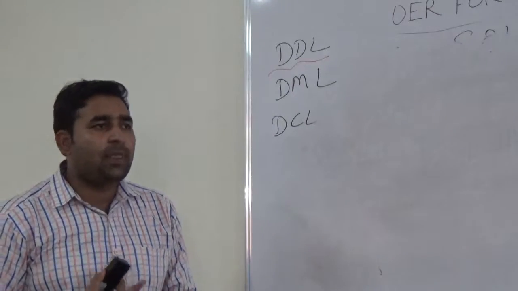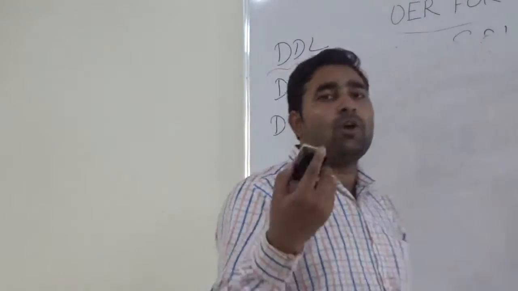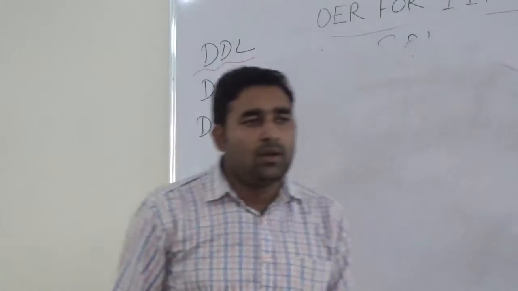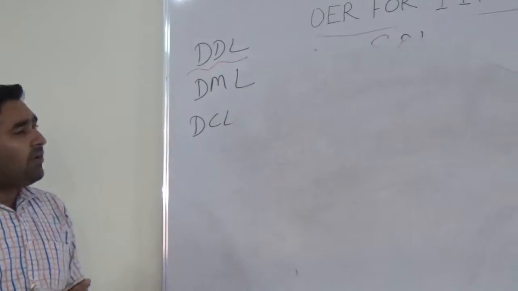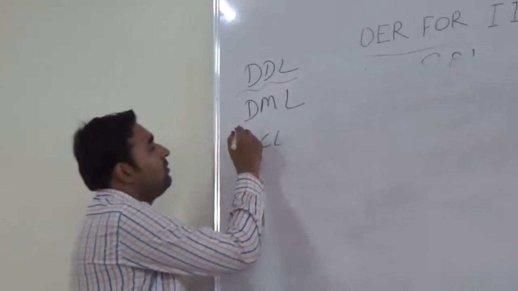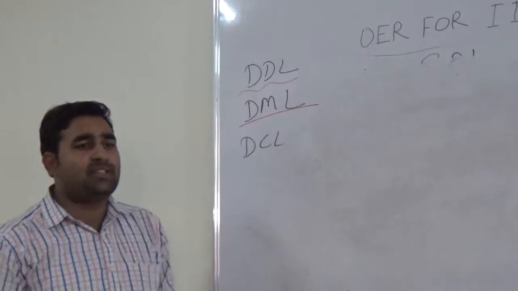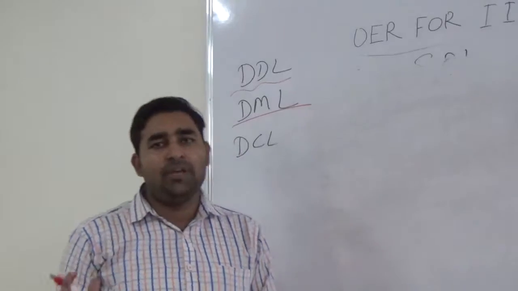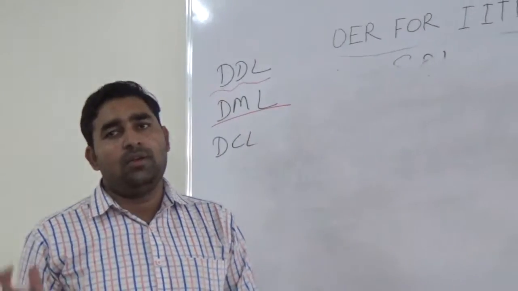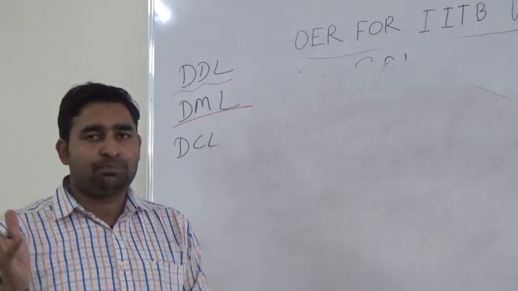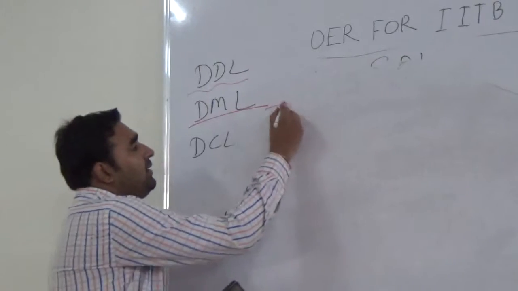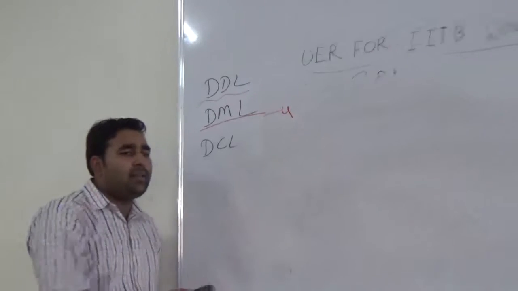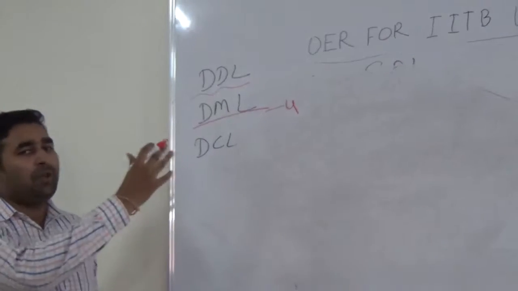Now what happens if we have mistakenly entered some wrong data? We have to modify that data. For modification, we have DML, which stands for data manipulation language, with the help of which we can modify the data. Under it, update, insert, and many other queries are there, with the help of which we can manipulate the data.